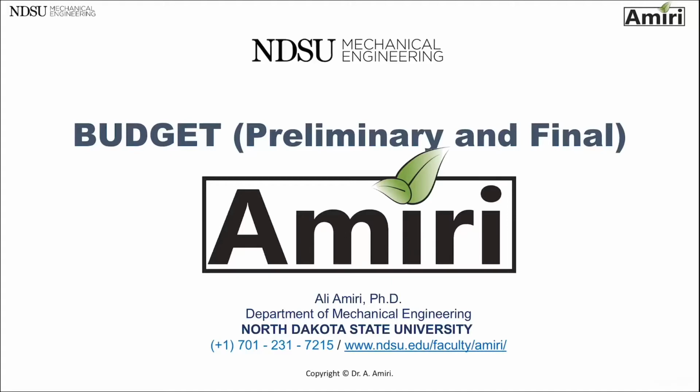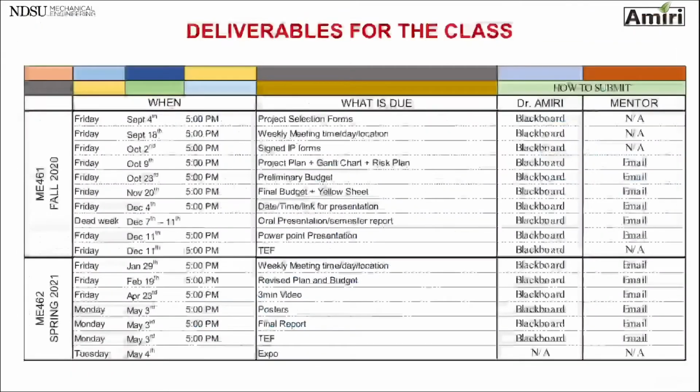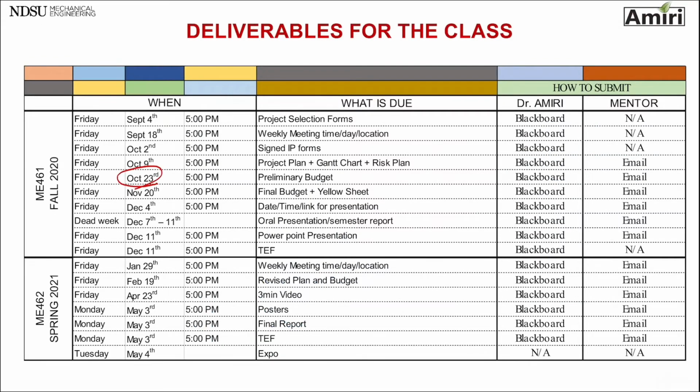Hello class. I will be talking about the preliminary and final budget and what it entails, and I will give you a brief overview of how to put in an order and how to purchase your materials. As a reminder, your preliminary budget is due in about a month and your final budget is due in 2 months. These are, I should say, the most important documents for your project.